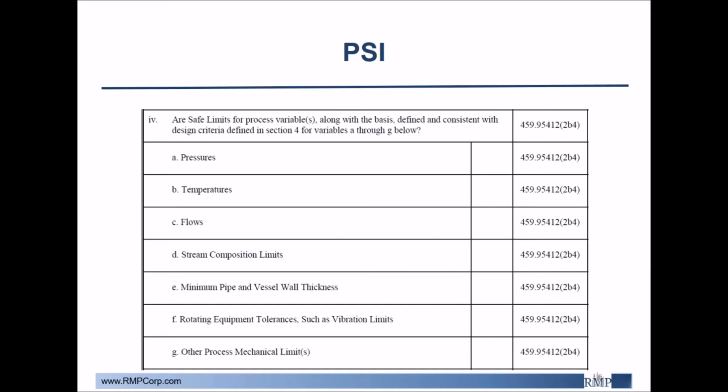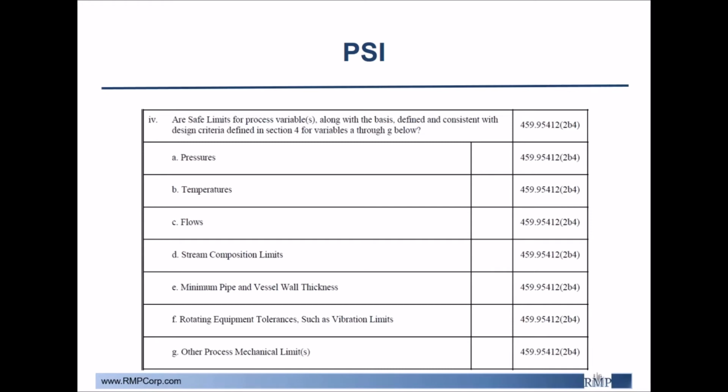So this is one specific section within process safety information. We all know that we need to have things like pressures and temperatures listed in PSI, but some of these things here on the list might not be quite as obvious. They want clearly listed the minimum pipe and vessel wall thickness, rotating equipment tolerances, and other process mechanical limits, whatever those might be for different kinds of equipment.